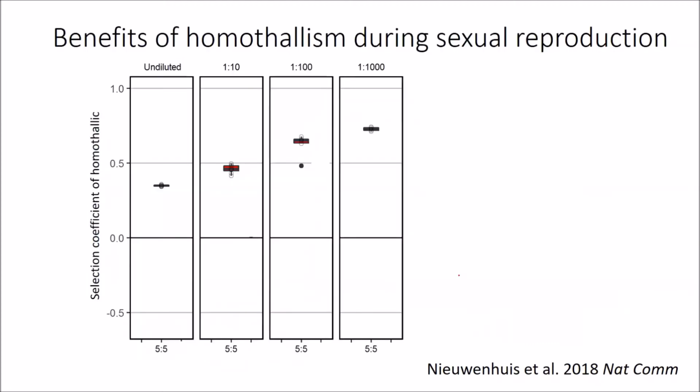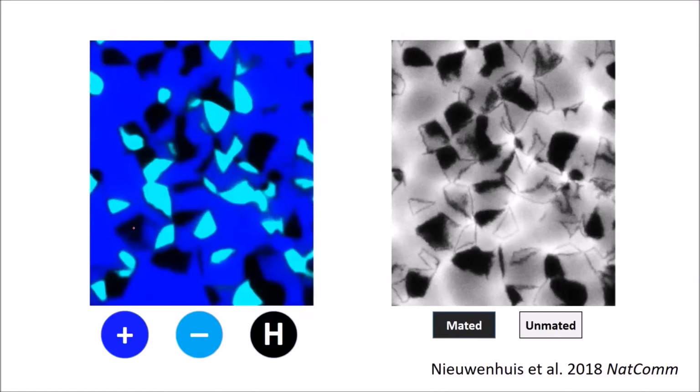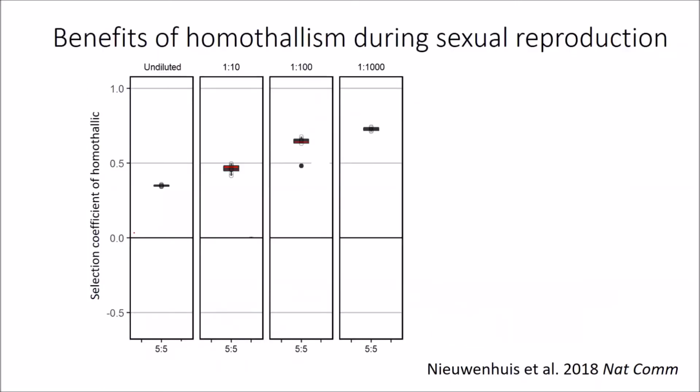To quantify this, we did some competitions between heterothallic and homothallic strains, and we did this under different dilutions. We were interested to see if there's also a density effect, because you can imagine if you have a lower density, these patches will become larger. If you have a higher density, the patches will be closer together and they will be smaller. In the competitions, if we are at 0, it means that there's no difference between heterothallics and homothallics. Above 0, we have a beneficial effect for the homothallic strain. And if it's below 0, the heterothallic would be performing better.